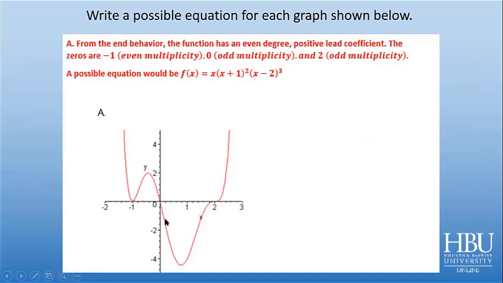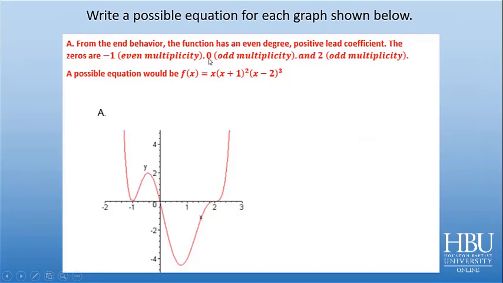Because it's crossing the x-axis at 0, 0 has odd multiplicity. And because it's crossing the x-axis at 2, 2 has odd multiplicity. The factor associated with -1 would be x minus -1 or x plus 1. Since it has to have even multiplicity, I put an exponent of 2 on that factor.